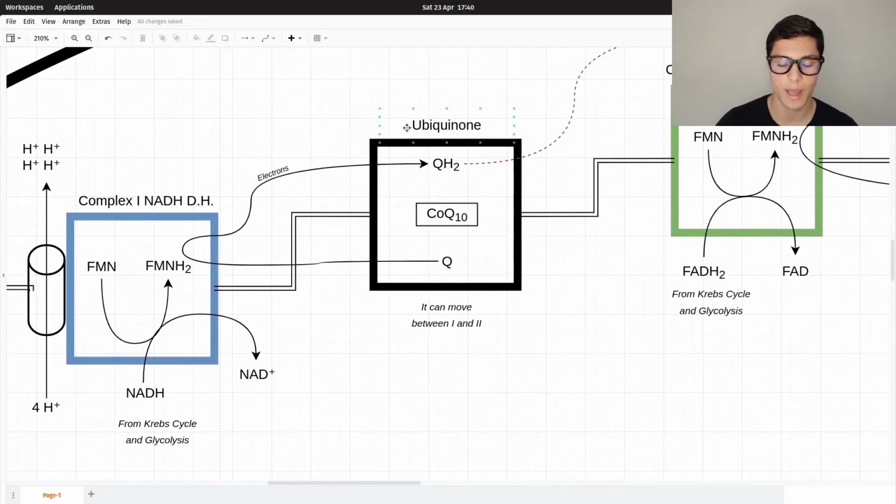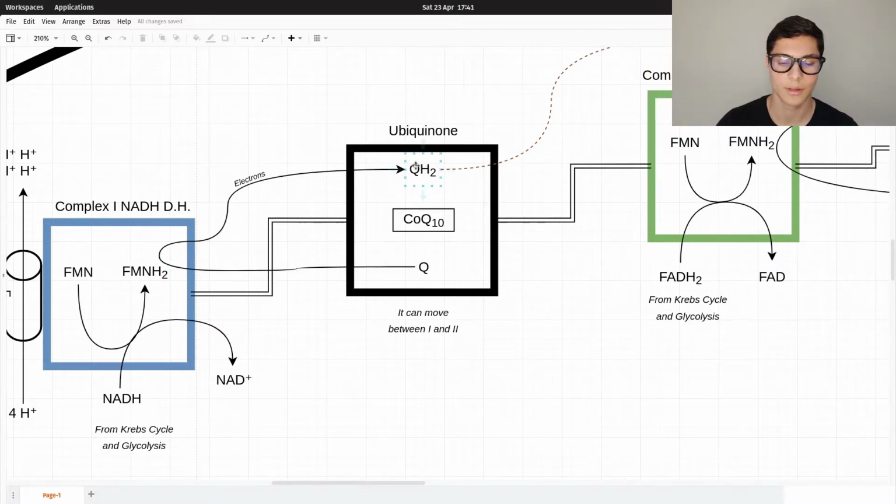If we continue, we have the ubiquinone, which is another part of the electron transport chain, and this enzyme has mobility, and we will see then that it appears in another part as well. Basically, inside there is a coenzyme Q10. This coenzyme Q gets the electrons from the flavin mononucleotide, and QH2 is created. This is the reduced form of the coenzyme Q.